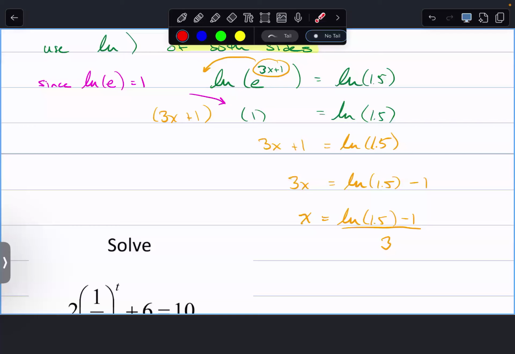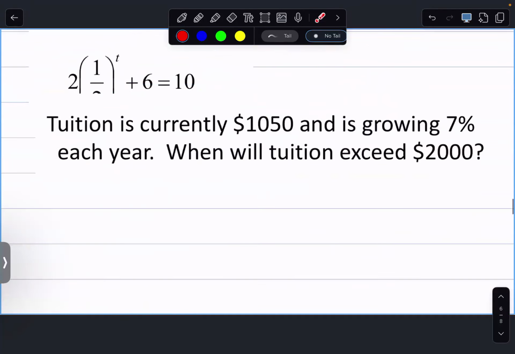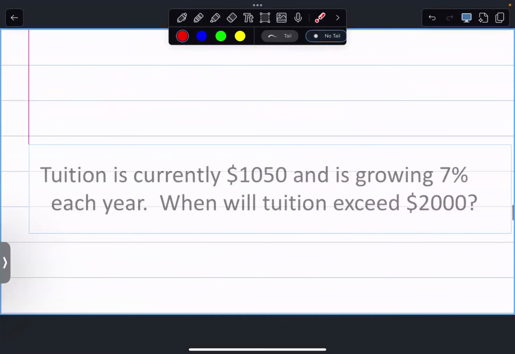Any questions about that one before we do the next one? Okay. Don't worry, we've got word problems too.